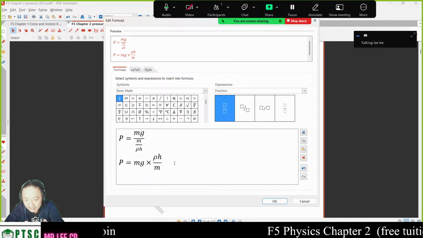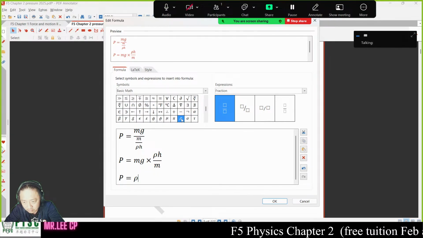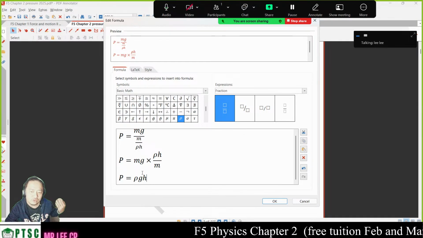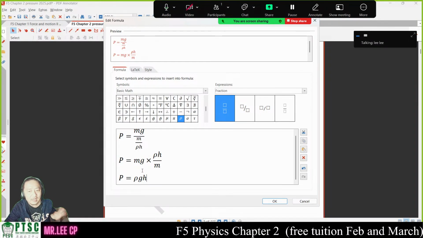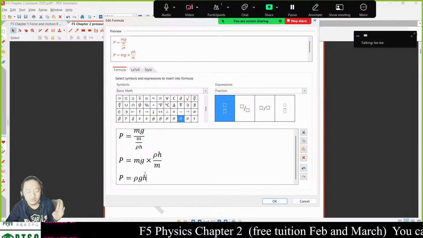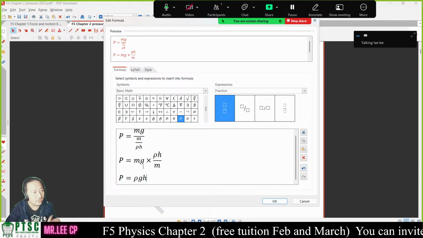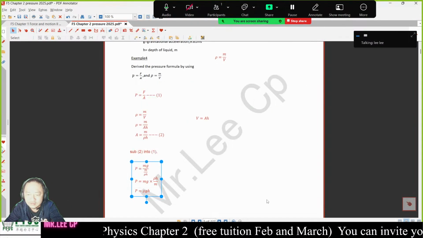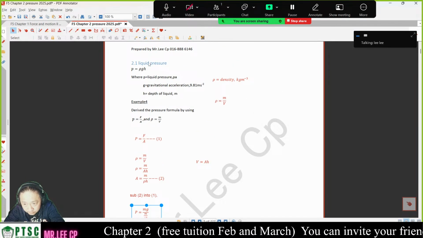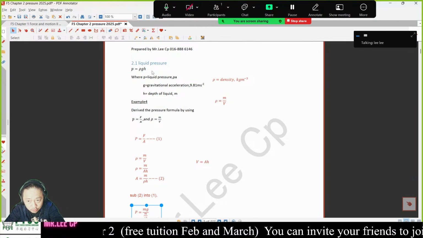Personally, I like to write rho gh, but anyhow, if you like to write g h rho, or h rho g, it's up to you. Because they are multiplied with each other, there is no effect if you change the sequence. Okay, so this is how I prove it. So when you see they ask for liquid pressure, you use rho gh.